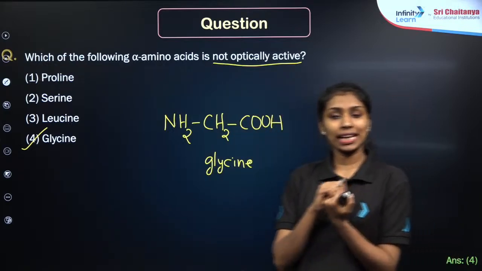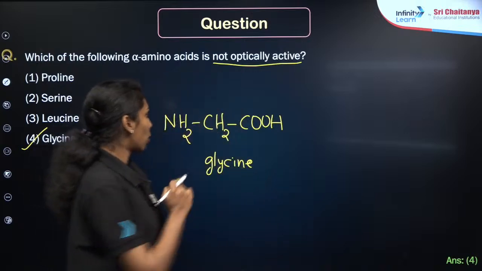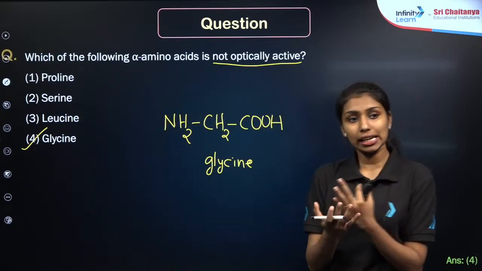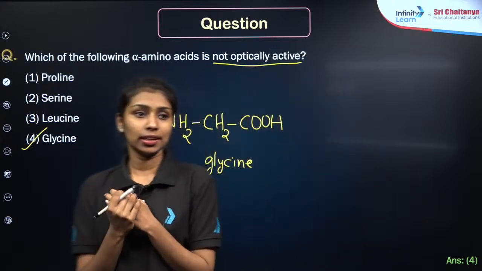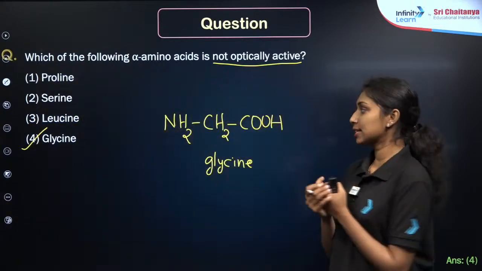Okay, fine. Optical activity is based on the chiral carbon, right? Yeah, correct. Optical activity is based on the chirality of the carbon. So, what do you mean by chiral carbon? What is the definition behind that? Yes, chiral carbon or achiral carbon, right? Yeah, correct.